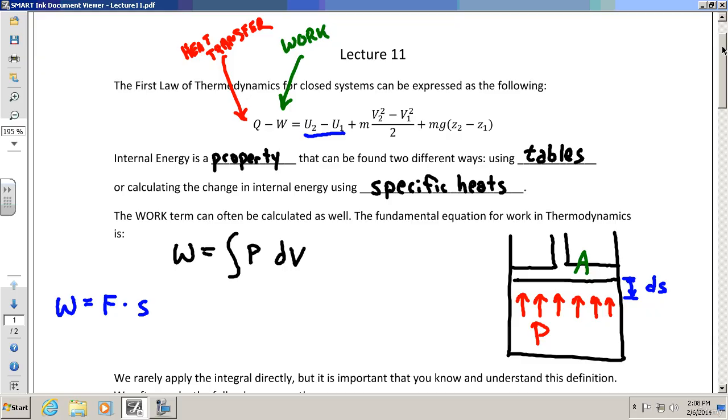But you can also define the differential amount of work, dW. Let me write this a little better here. dW is equal to F ds. Oops, not dx, ds. Right? That's just differentiating both sides. So a differential amount of work is force times a differential amount of displacement.